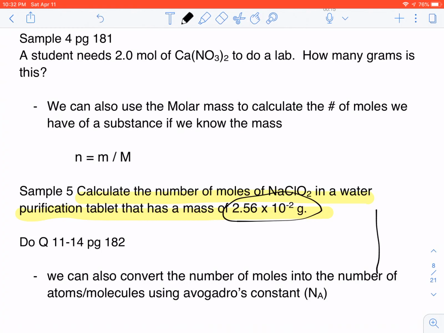And I'm going to stop there for now. I'm going to ask you to work on these questions here on page 182, 11, 12, 13, and 14. And I will come back. I will take some of this up in the next note, and then I want to move on to doing one more calculation before we're done this section of Chapter 5.